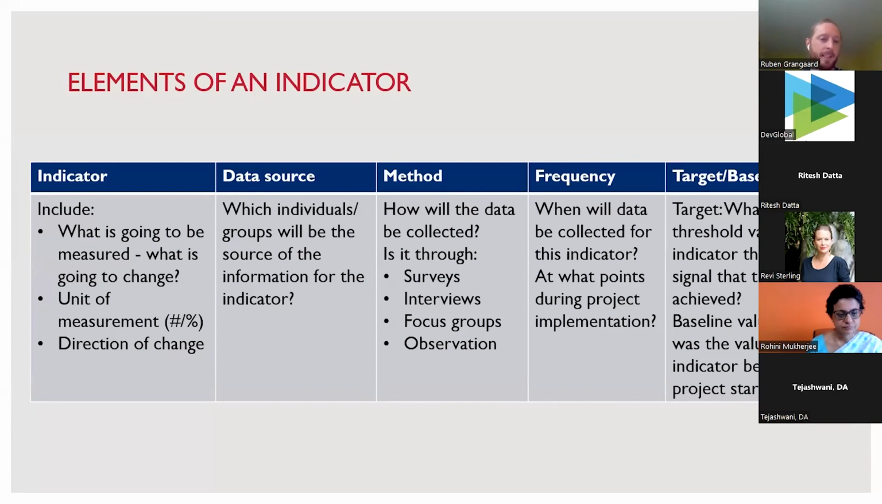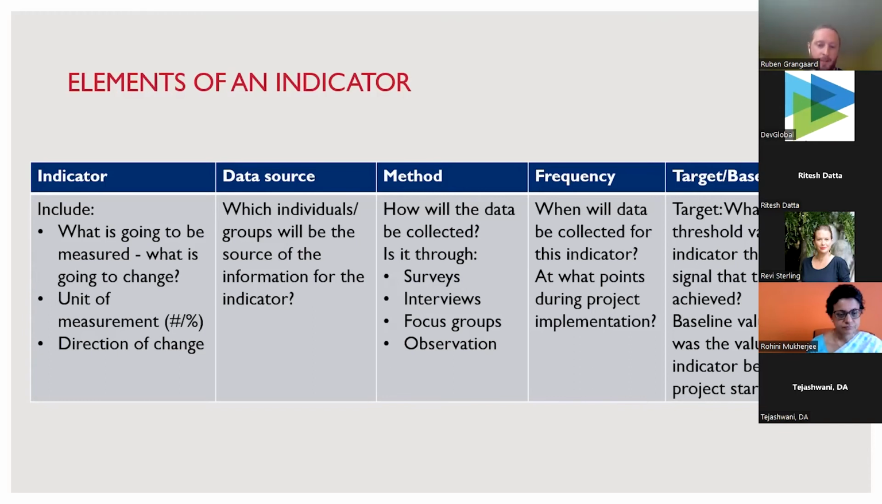Then you also need to include data source. Where is the data going to come from? You need to include the method to collect data on this indicator. So is it through surveys, interviews, focus groups, observation, and so on and so forth. And then you need to add information about the frequency of data collection. When is data going to be collected? And then finally, you should try and develop a target for your indicator. That is really the threshold value of an indicator that will signal to you and to your funder and other folks that you're accountable to that we reached our aims for this particular indicator.